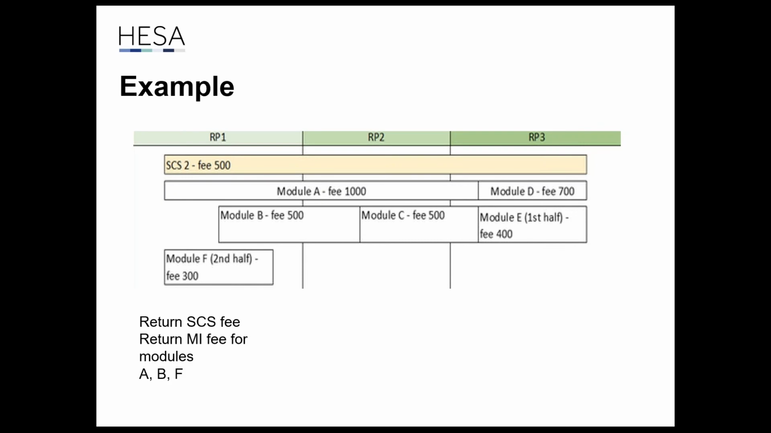So in reference period 1, they're returning the fee for the student course session, and then the fees for modules A, B, and F, because they fall into that reference period. In RP2, we're still going to have the fee for the student course session because it's spanning into there. We're also going to have the fees for modules A, B, and C. They fall within that reference period.